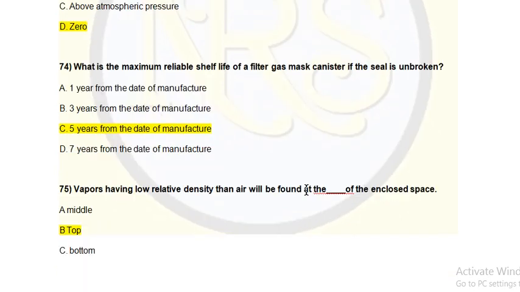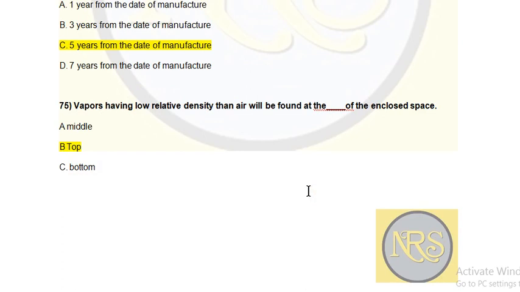Filter gas mask. Question number 75. Vapors having low relative density than air will be found at the dash of the enclosed space. As is seen, the relative density is lower than air, that means lighter in density than air. It cannot be at the bottom below the air because it is lighter than air, so it will be at the top. The options given here are option A middle, option B top, option C bottom. The correct answer is option B top.